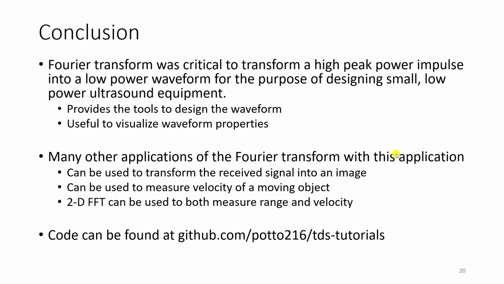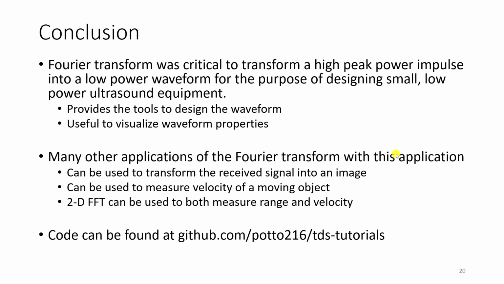And this isn't the only use of the Fourier transform in ultrasound. There's a lot of other applications, even specifically within this chirped waveform setup. We can use the Fourier transform to transform this received signal into an image, and that could be a future presentation. And then also, we could use the Fourier transform to take this waveform and measure the velocity of an object that's moving. We had just static objects that weren't moving, but if they were moving, we could use the Fourier transform to do that.